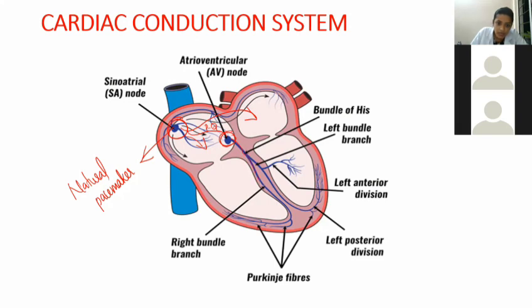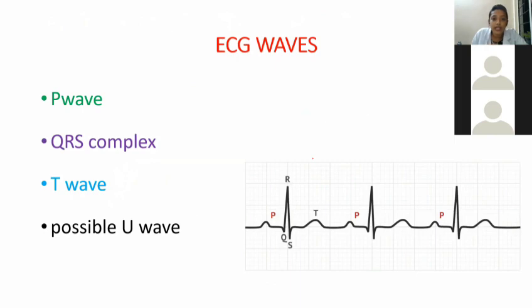The bundle of His is here. You can see it is dividing into the left and right bundle branches. Then from that the impulse travels downwards towards the apex of the heart, and then travels upward towards the Purkinje fibers. So this is what happens in the cardiac conduction system. I think you are clear about it. Next, we will see how each ECG wave is formed according to this cardiac conduction system.